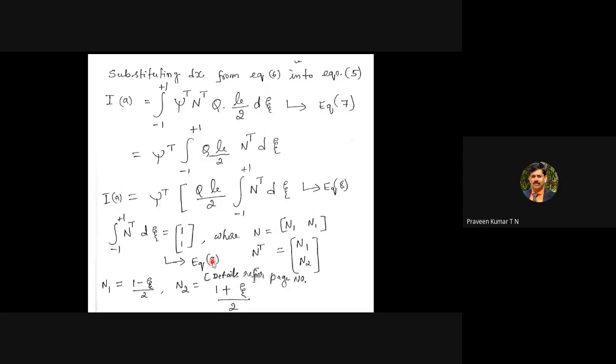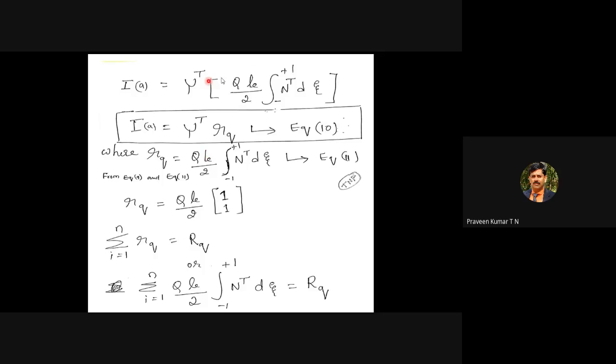So after substituting everything, we end up with xi transpose q Le by 2 times 1 1. We have this equation. So q Le by 2 times 1 1 is nothing but rq, the elemental heat generation vector, that is given by rq. There is one more term you are using, r infinity.